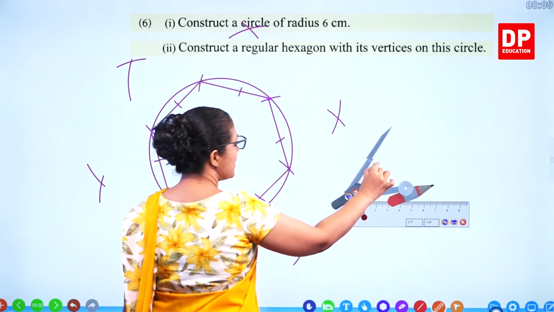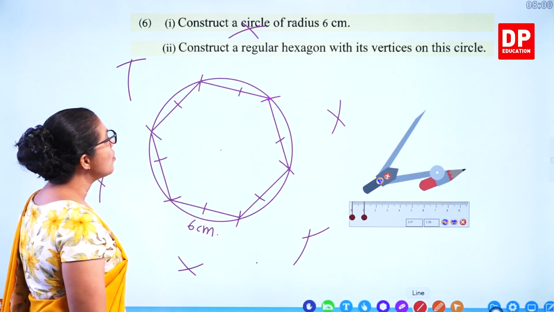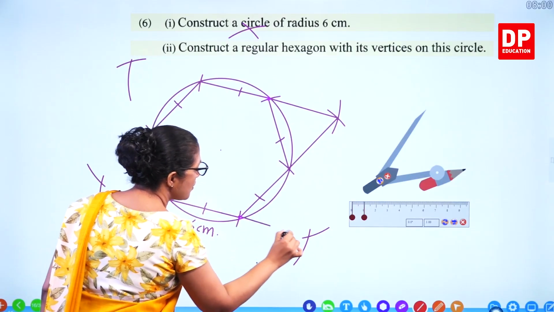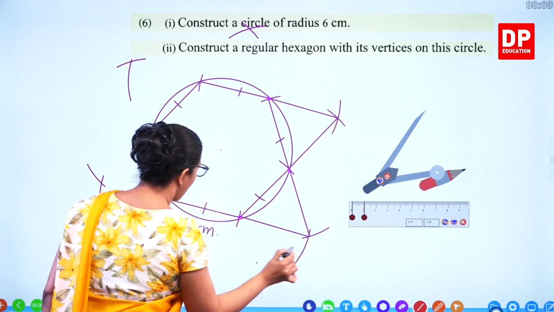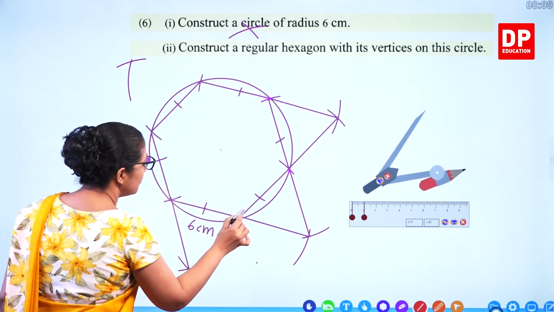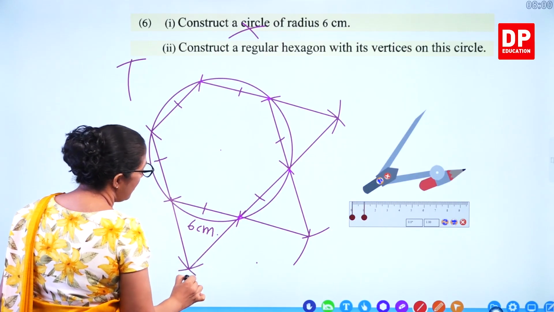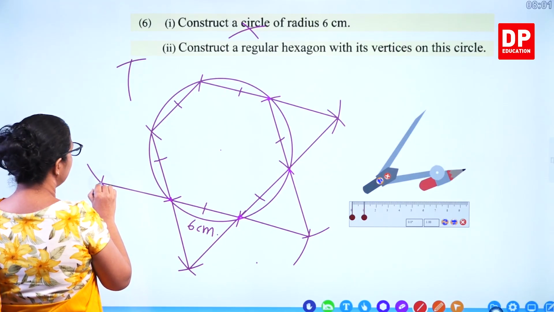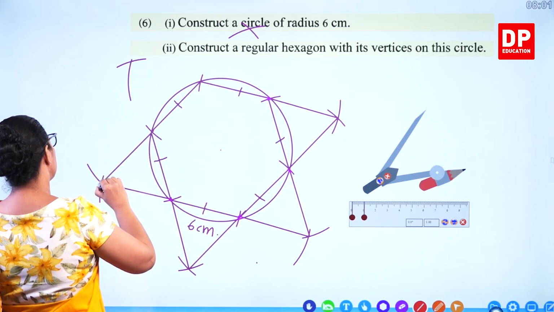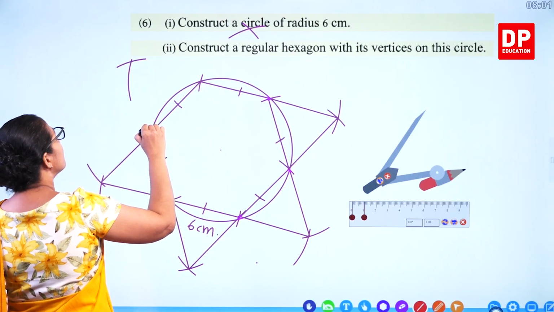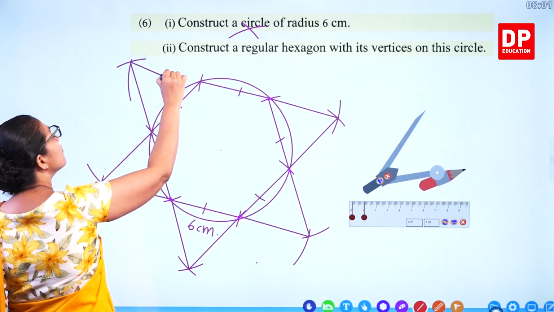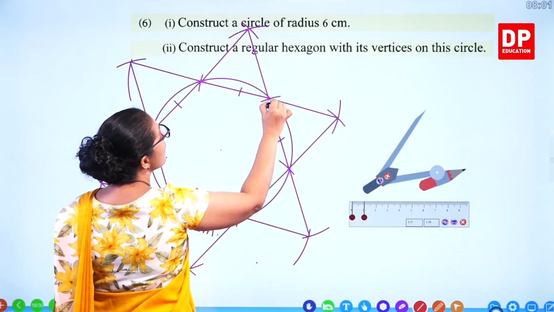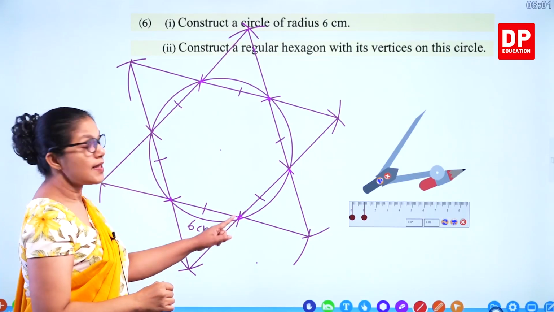Now we have 6 points. Now we can connect with a ruler. This one with this. So these all are equilateral triangles. So here you can extend the line. You get the same thing. If you extend this line, you get same thing. Now we have 6 triangles.